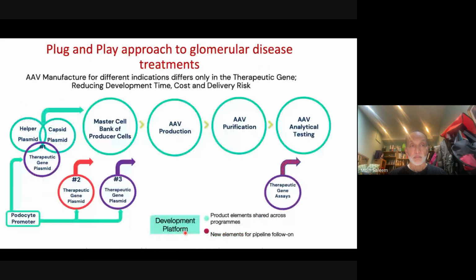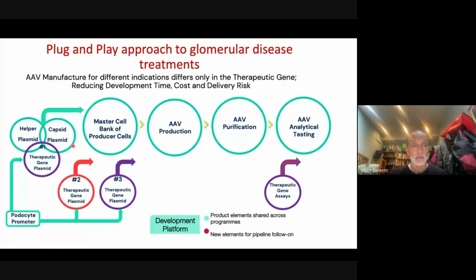So we're now in a very strong position to start clinical trials in different glomerular diseases, because we know that we can directly target the podocyte. We know we can limit the off-target effects, and we know we can use a low dose. And then you can therefore use a sort of plug and play approach. Most of these components will be similar for various different glomerular or podocyte diseases.